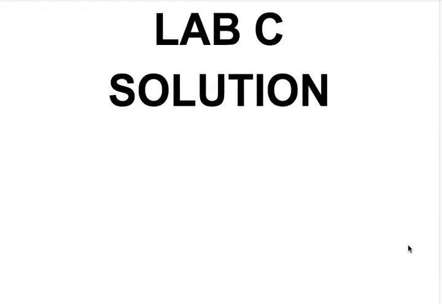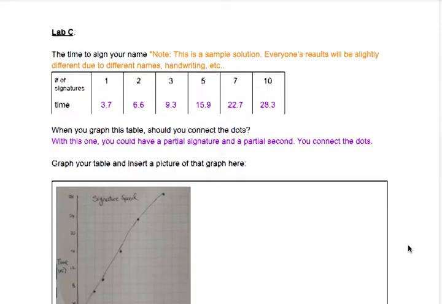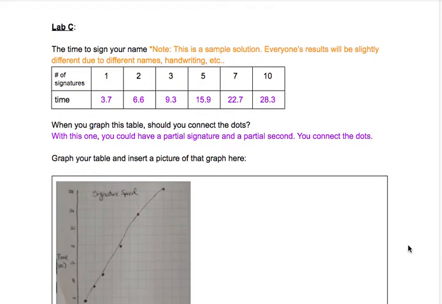Lab C. Now, Lab C was the signature one. Do keep in mind, everybody's results will be different. So these are my results, having timed my signature. So it's okay if your numbers are a little different. I got these numbers, and it asked, when I graphed the table, could I connect the dots? Actually, on this one, you could, because you could have stopped me at second 8, and I would have been partially through a signature, and we could have measured what part of my signature was on the paper. So I could have a partial signature, or partial seconds.